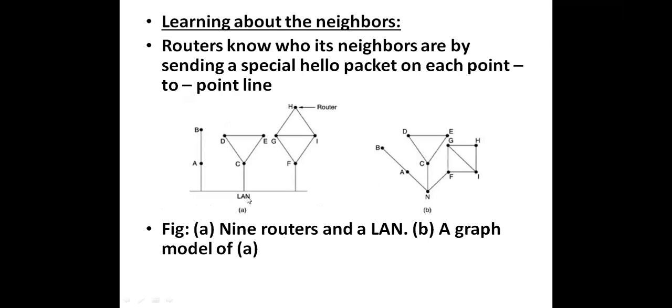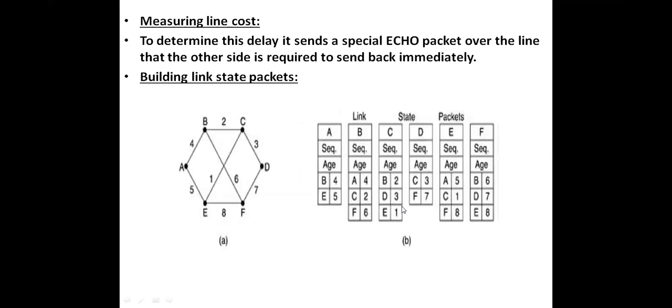What are the neighbors? A has a direct connection to C and F, so they are neighbors. That is the reason why A is connected to this LAN, and C is also connected to this LAN, and F is also connected to this LAN. So it is a direct connection, right? First we need to know the neighbors by using a hello packet. For each and every neighbor, we need to send the hello packet. The hello packet is used to identify the neighbor.